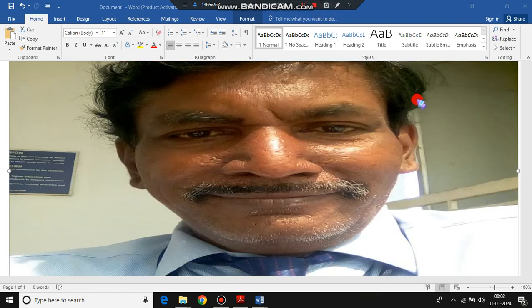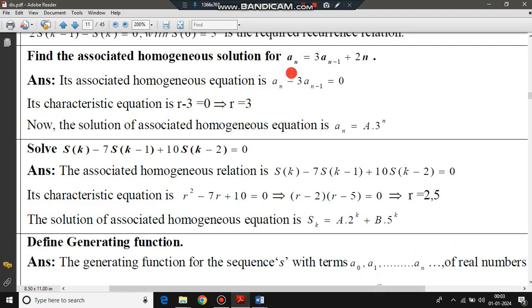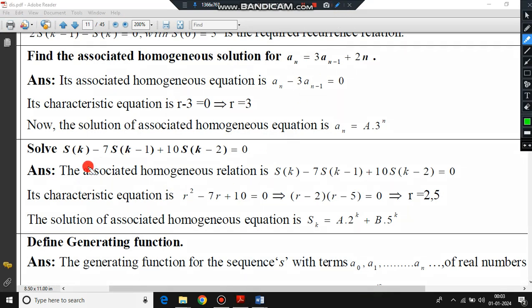Okay students, in this class we are going to discuss how to solve a recurrence relation by using the factorization method. Let me take the problem now. Solve s_k minus 7 s_(k-1) plus 10 s_(k-2) equals 0.